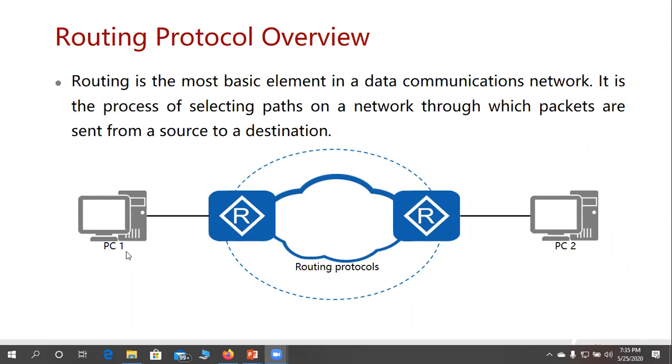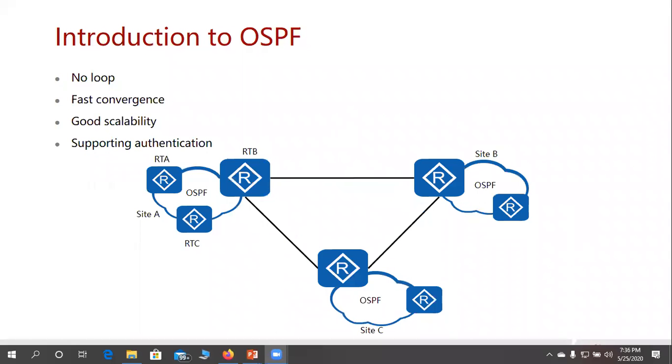So for PC1 to reach PC2, these routers must share the path to PC2. So that is what we call routing. So the routers, they have to find, or they have to calculate, the best path using routing algorithms.